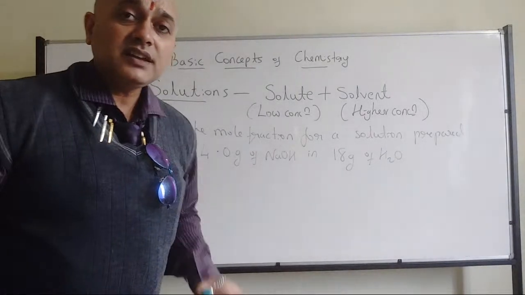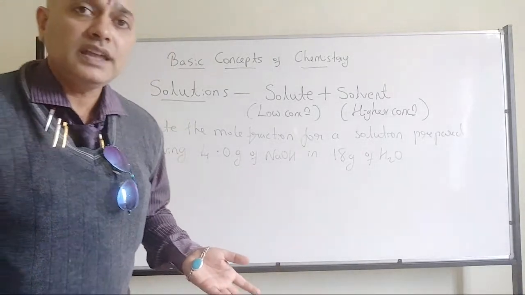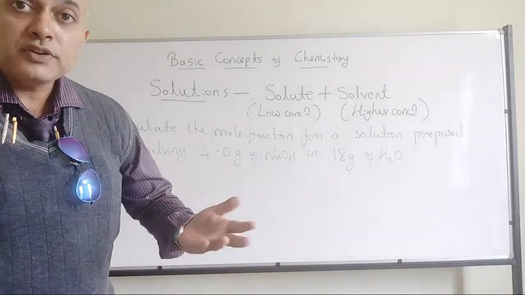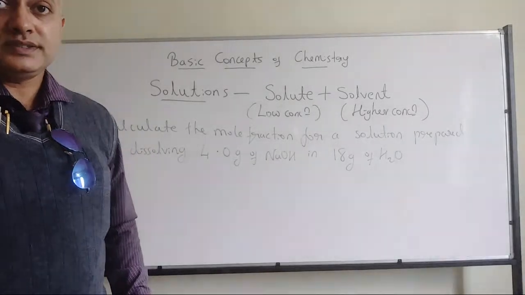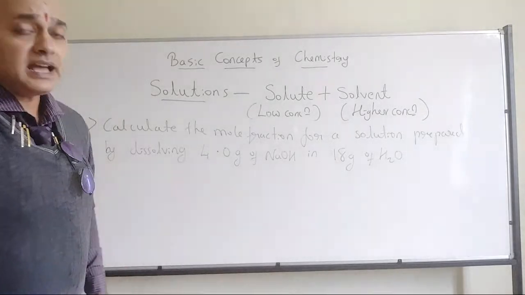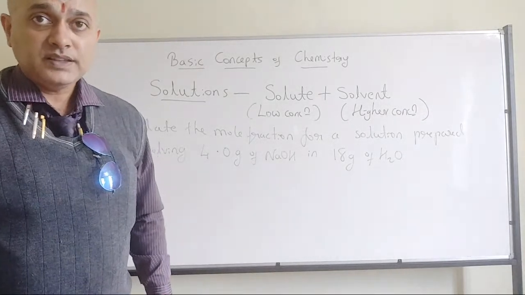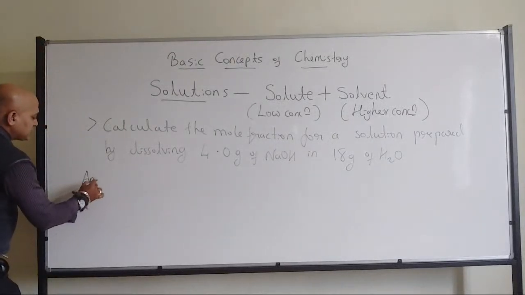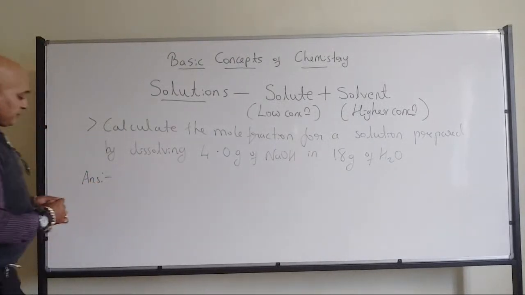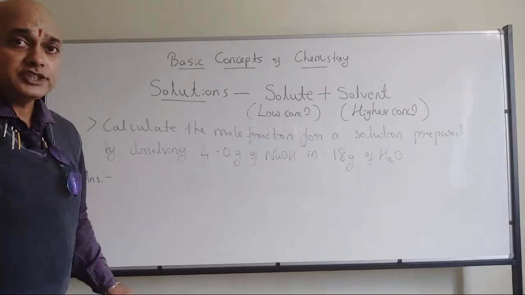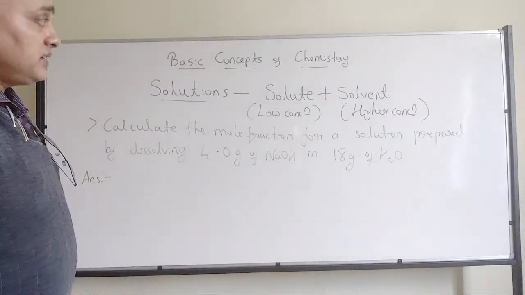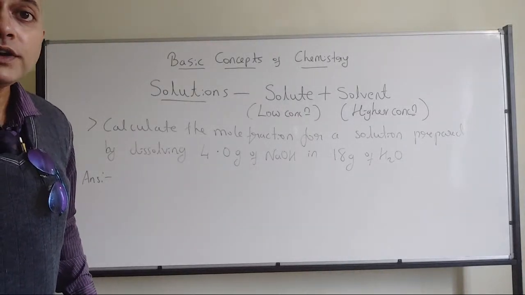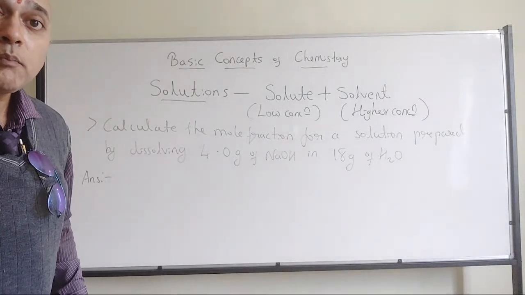Sir, what is this, sir? We have simply given as that of the mass percentage. Yes, but you have to convert them into number of moles. Then only you can calculate it as mole fraction. Got my point? So now I will solve this one. Anyway, you can also solve. Okay? So 4 grams of NaOH in 18 grams of water. They have given in terms of mass. But we don't want mass. We want in terms of moles.